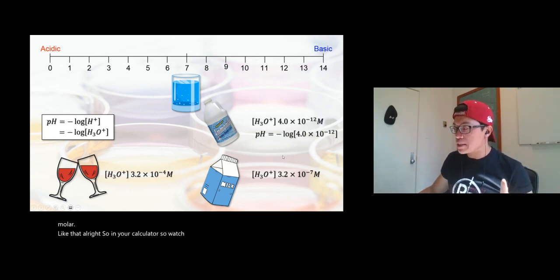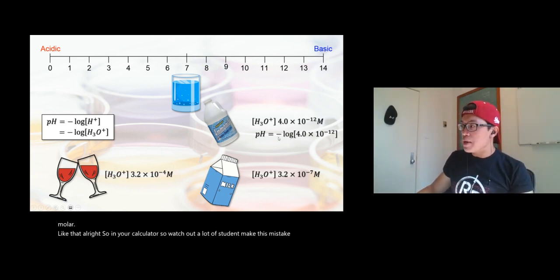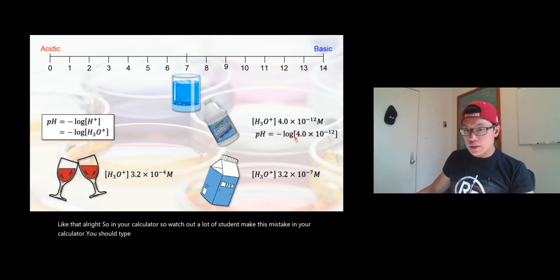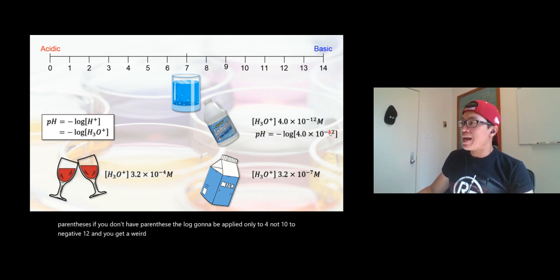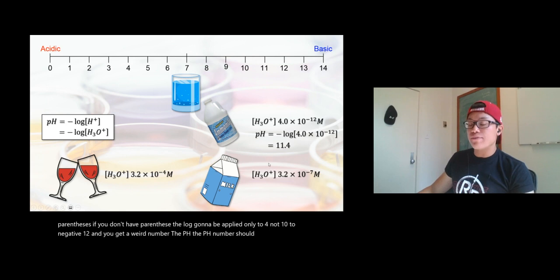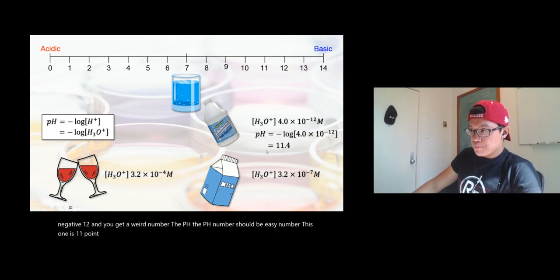So in your calculator, watch out. A lot of students make this mistake. In your calculator, you should type negative log and parentheses, 4 times 10 to the negative 12, and close parentheses. If you don't have parentheses, the log is going to be applied only to 4, not 10 to the negative 12, and you get a weird number. The pH number should be an easy number. This one is 11.4.